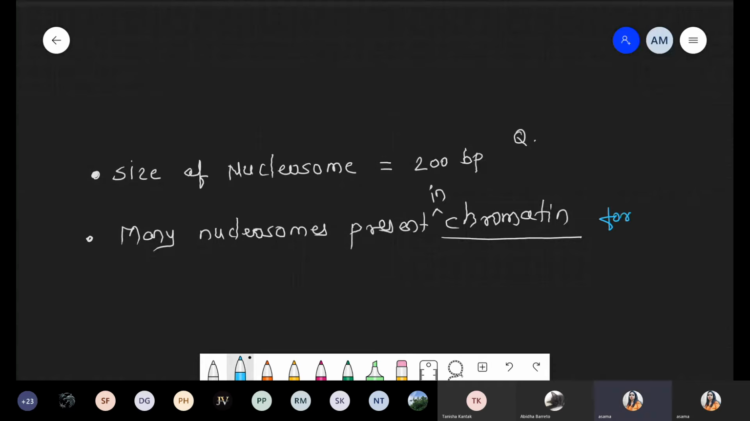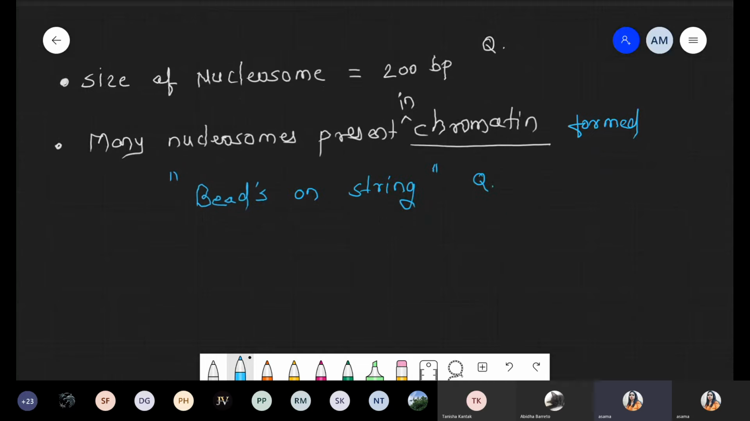and they form a typical structure, and that typical structure is called beads on string. Simply, it is called bead on string. One question: what is the meaning of bead on string? There is a chain of nucleosomes, because a nucleosome is a structure consisting of the DNA as well as the histone protein, and its diameter or size is approximately 10 nanometer.